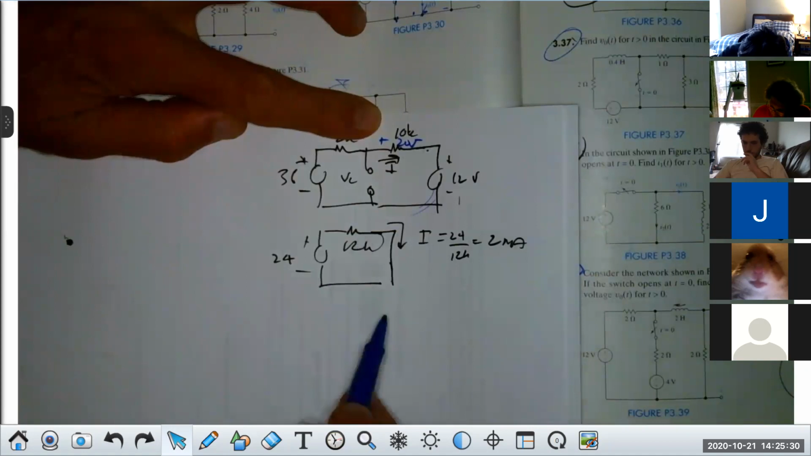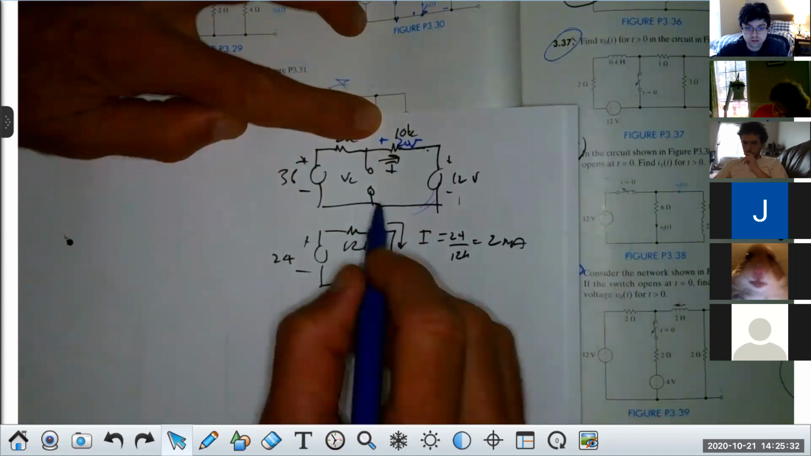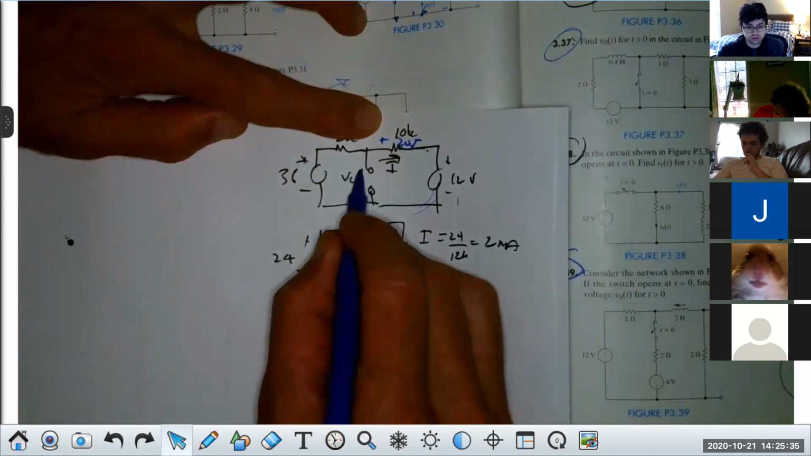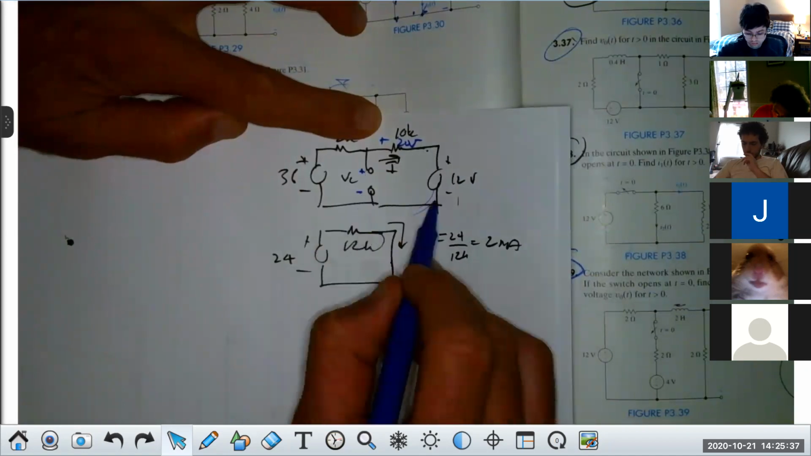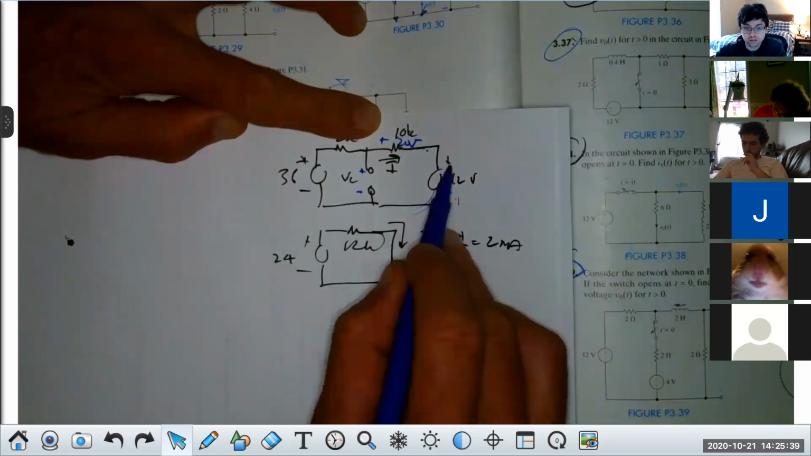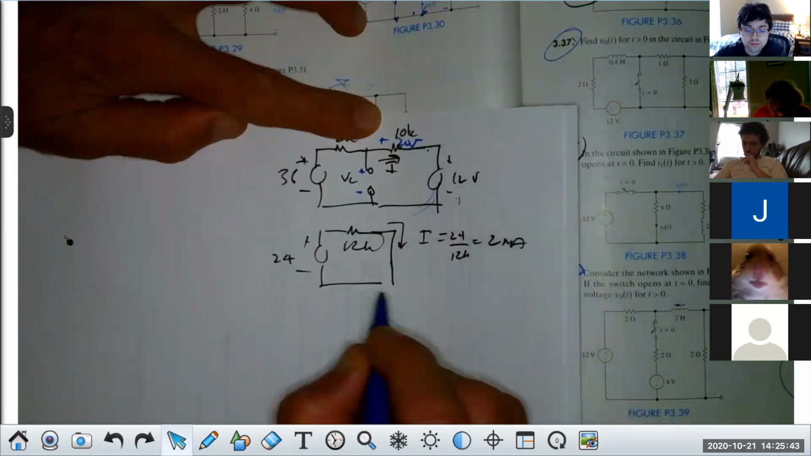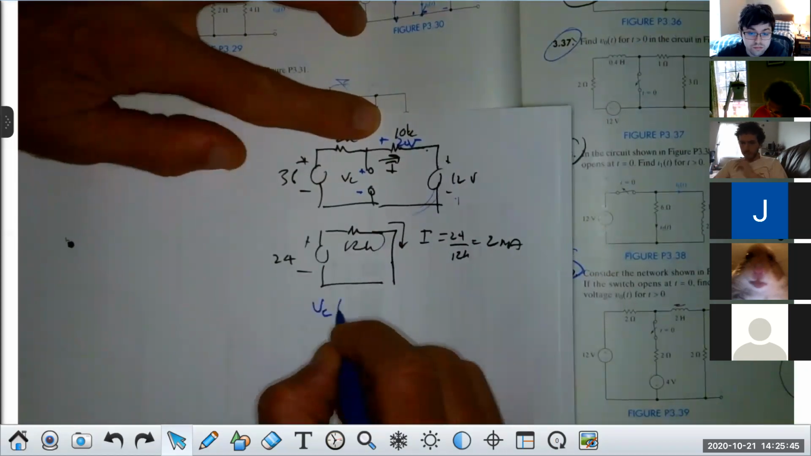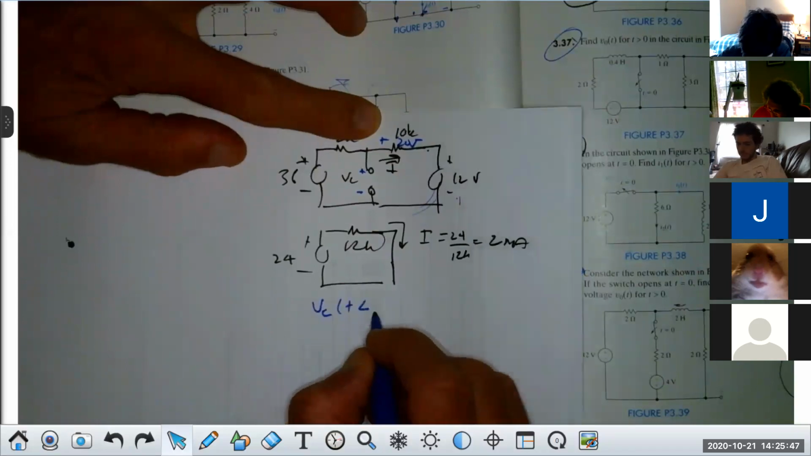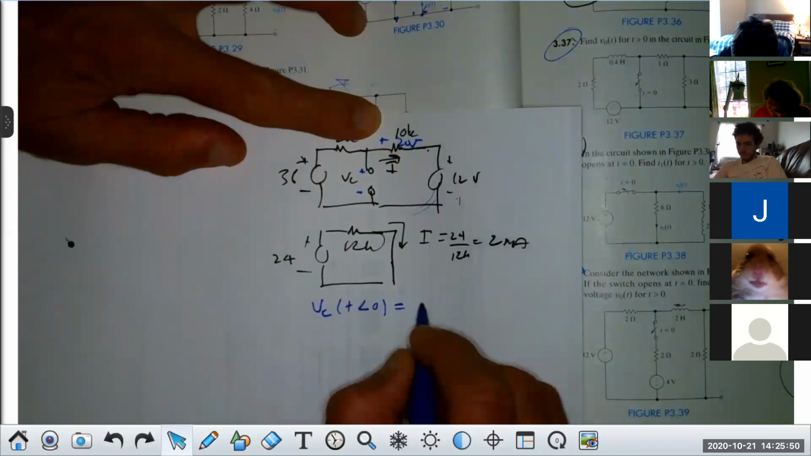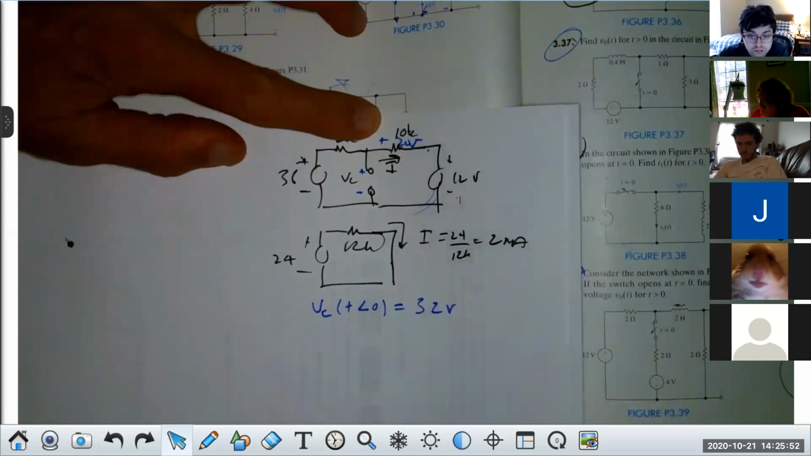Now, if I've got that voltage here, what is the voltage minus the plus? It would be what? An increase of 12 and then an increase of 20, or 32 volts, isn't it, class? So my voltage across the capacitor for t less than 0 would be 32 volts. You good with that?